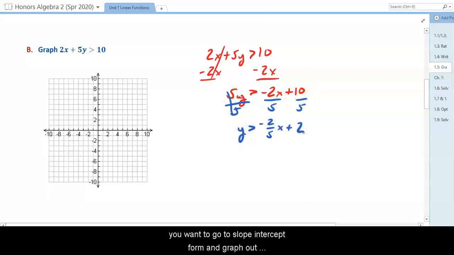So again, if you want to go to slope-intercept form and graph out of that form, that's fine. So if we're doing this, we would start at positive 2. Our slope is taking us down 2 and right 5. And look what it gives us anyways. It gives the x and y intercepts.